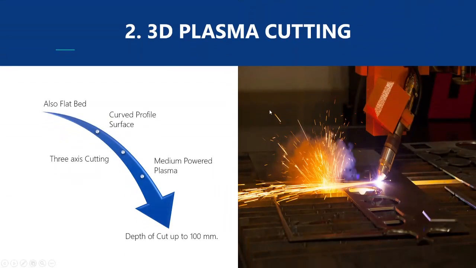3D plasma cutting. This is also flat bed cutting, but we can perform an angular or tilted cutting in this case. We can generate curved profile surfaces, and this is a 3-axis cutting. The depth of cut can be up to 100 millimeters.